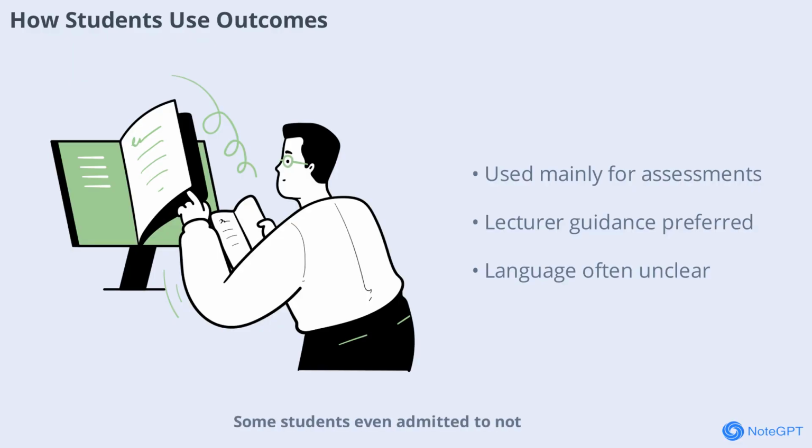Some students even admitted to not understanding the language used in learning outcomes, needing lecturers to clarify or rephrase them in simpler terms. This suggests that rather than empowering students, learning outcomes often serve as a checklist for passing assessments, rather than fostering deeper or broader learning. The next scene will explore differences among students and the implications for academic achievement.